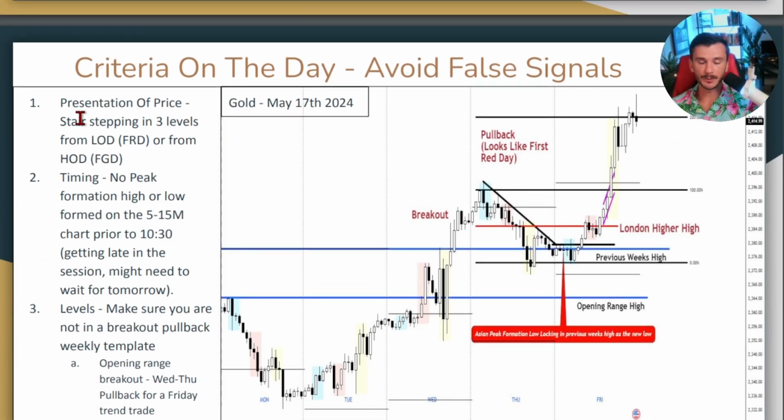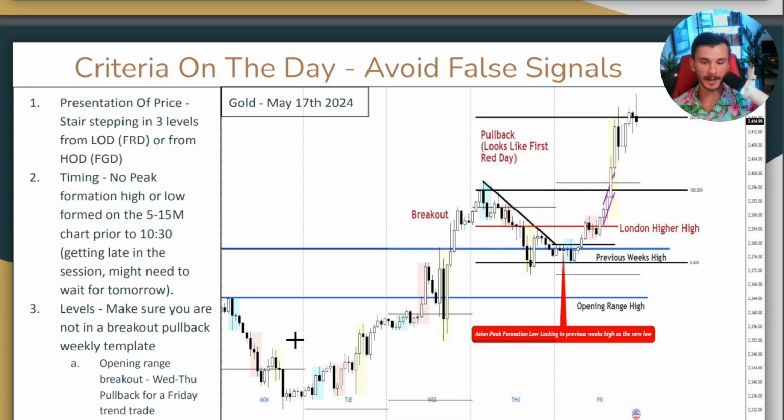So looking at this, we want some different presentations of price. We really like stair-stepping patterns, or at least I do, right? Peak formation lows, 3 levels, looking at the stair-step, and stair-step. But the thing is, whenever you have the weekly templates setting up in a certain way, there are some very good indications that we might be getting a strong reversal. Like I just said, a peak formation or a previous week's high has been triggered and they've dumped it back down and now they're starting to march back up.